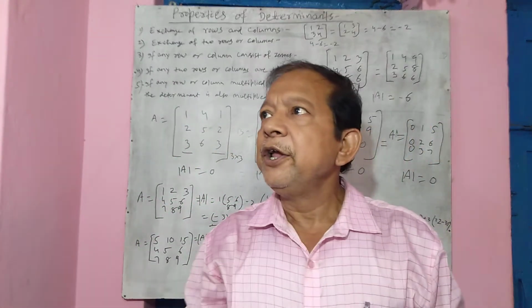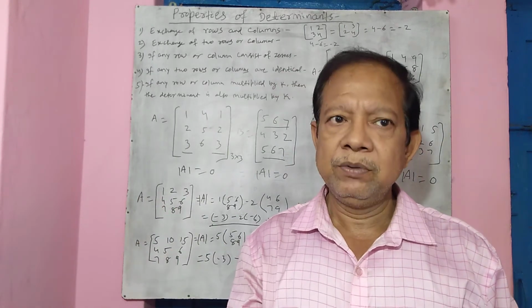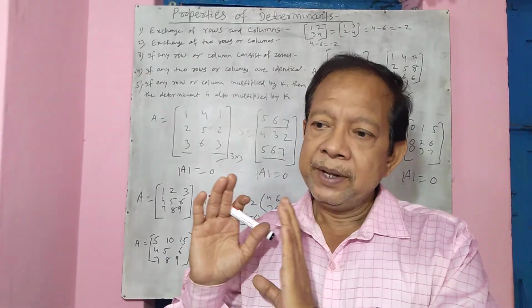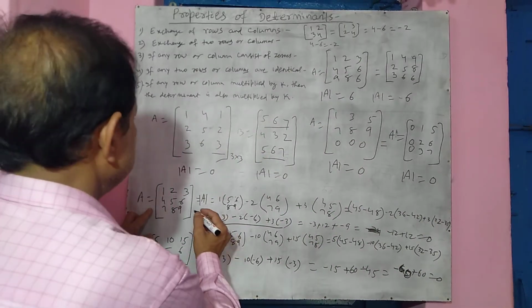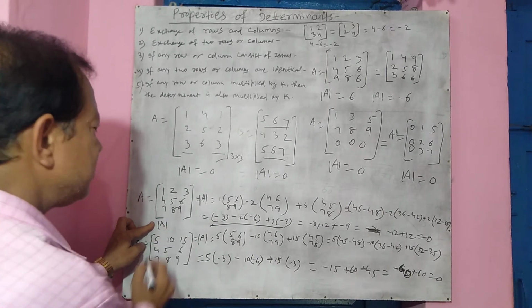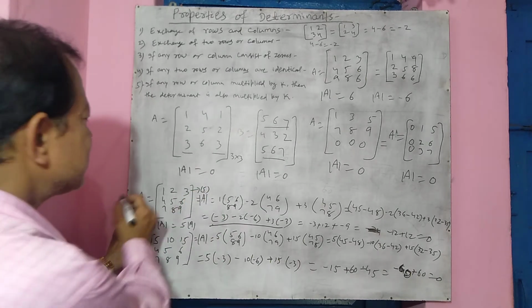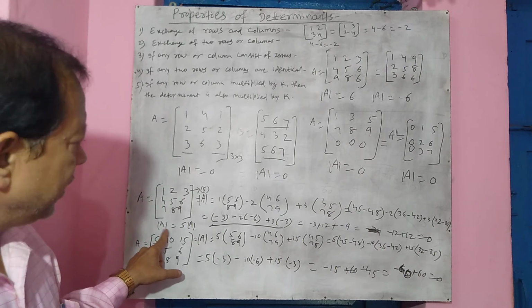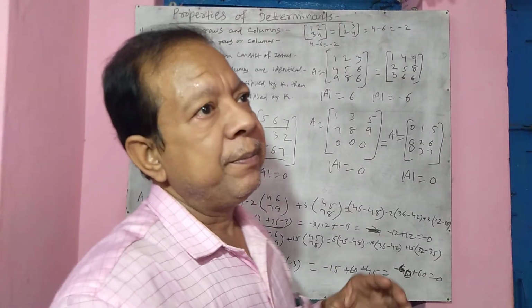So my intention is to tell you that if you simply multiply a constant number with all the elements of any row or column, a fixed number, then the determinant of the changed matrix will be that many times the original determinant of A. The new determinant will be equal to 5 into the determinant of A, because I have multiplied 5 with all the elements of the first row.